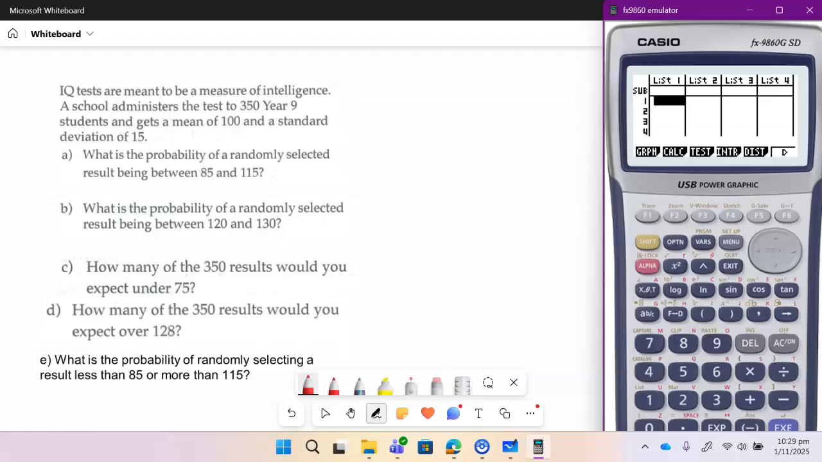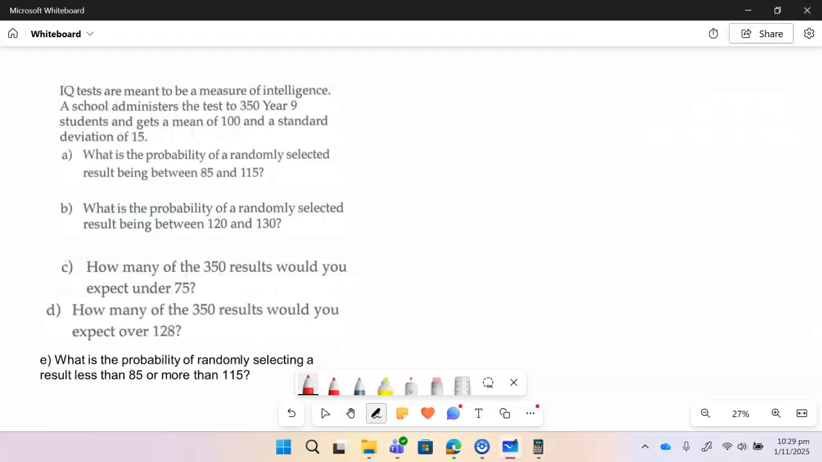Cool, so back to the question. IQ tests are meant for intelligence, blah blah blah. Take a second to pause and read the question. The key information we need to note down from here is what the mean is and what the standard deviation is.